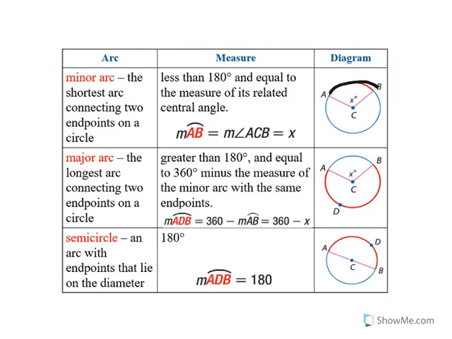We always name a major arc with 3 letters, and those are always going to be greater than 180. So minor arcs are going to be less than 180. Major arcs are going to be greater than 180. Okay? And like I said, we will name them with 3 letters so that we know we're going around the circle and it's greater than 180. And then we know a semicircle is just 180.